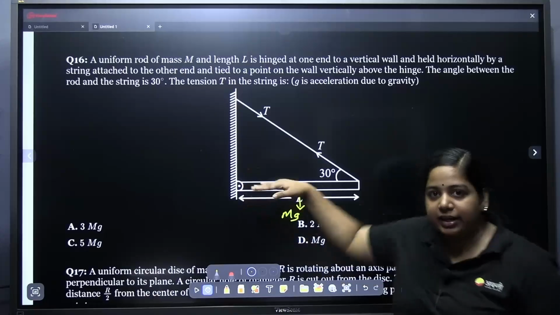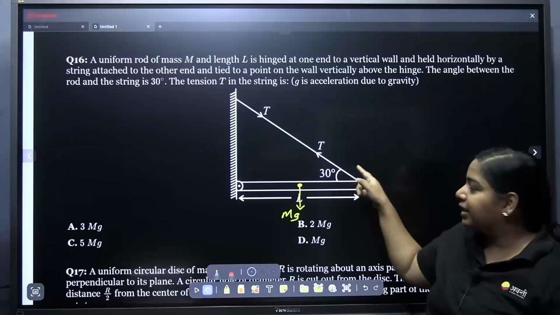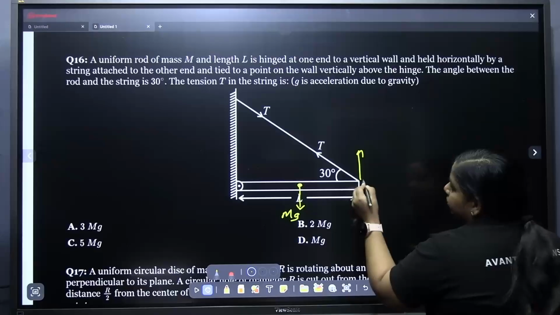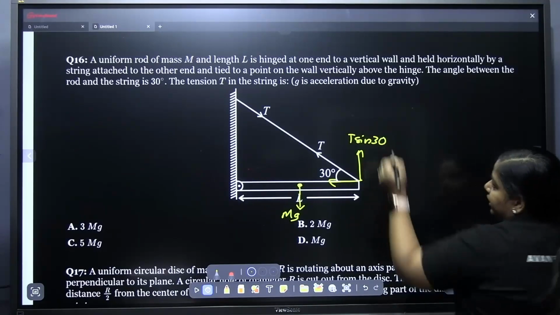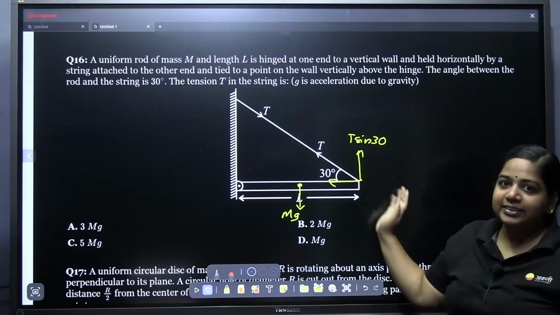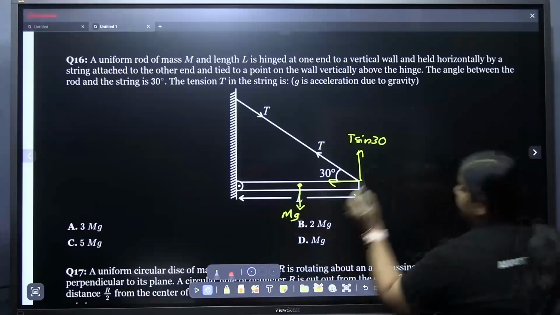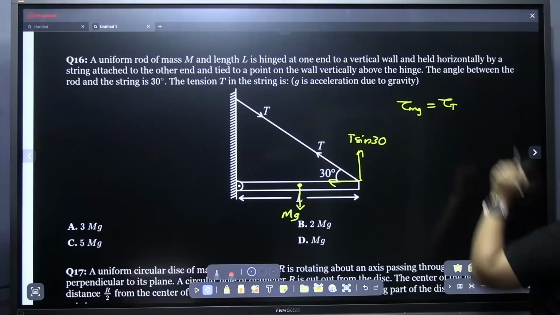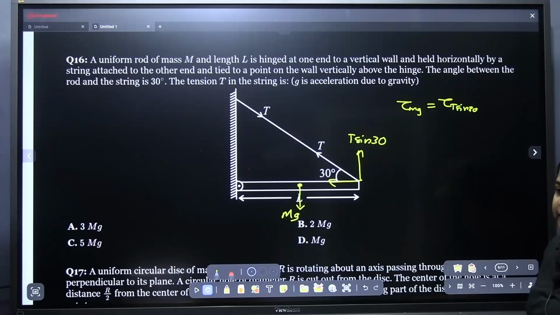It is fixed at this end, so it will rotate, right? Which means a torque is there, and this string is cancelling out that torque. Tension we can split into components, so this will be T sin 30. This component is cancelling out the torque from this thing. Because of mg, the torque due to mg is cancelled out by the torque due to tension's T sin 30 component. This is the concept we are applying here.